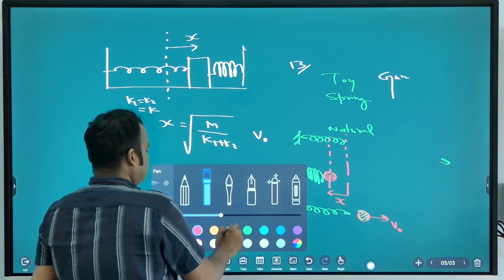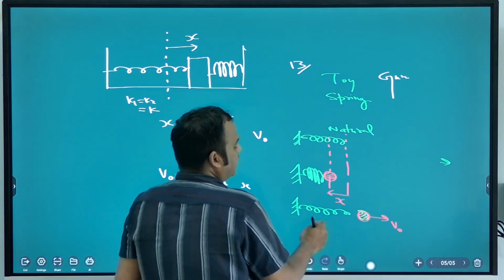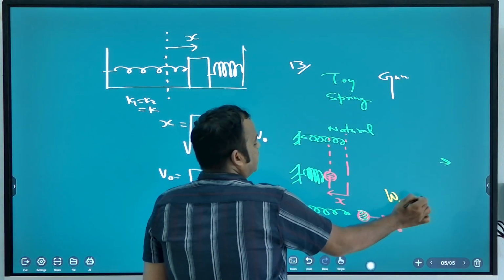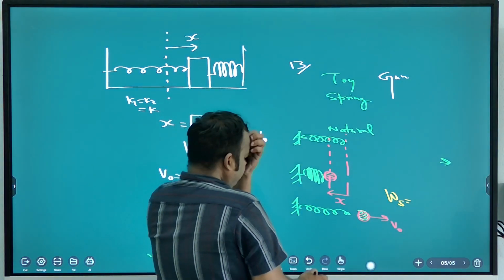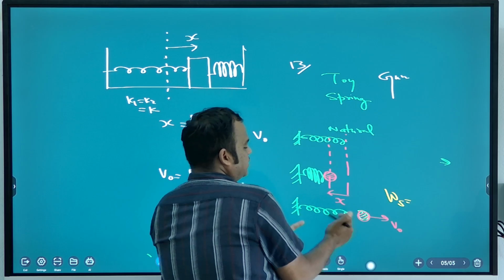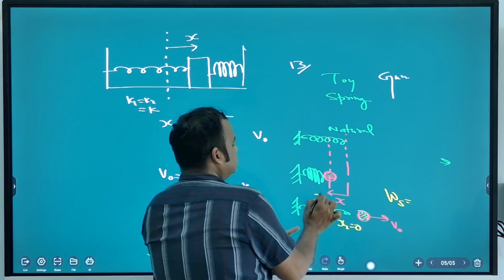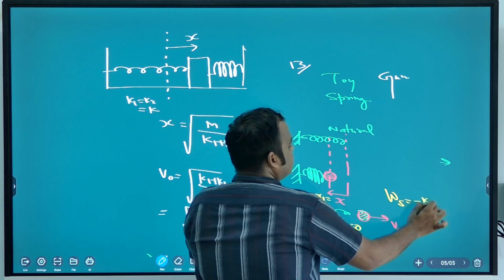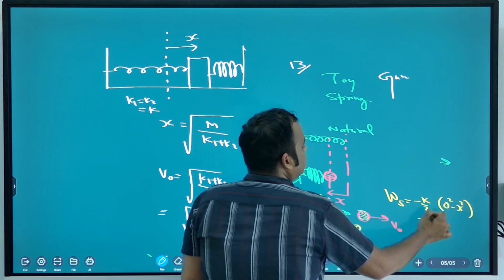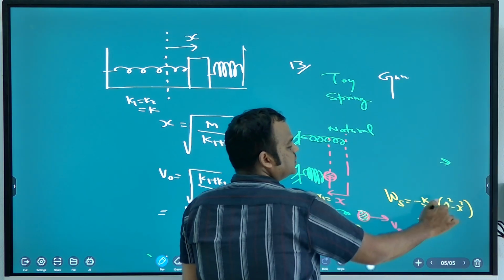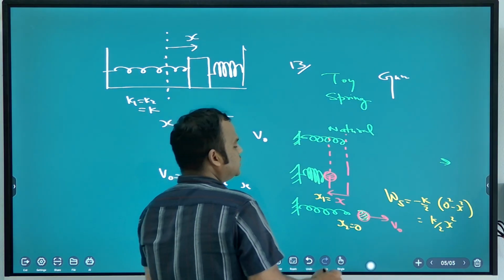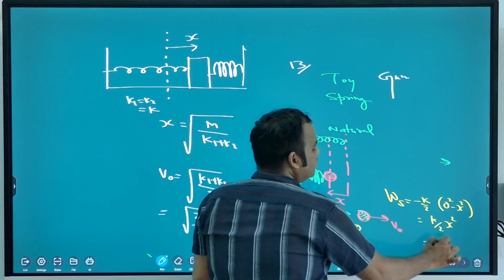So why is the ball going with velocity v naught? Because the spring is doing work. So what is the work done by the spring? What is the initial compression? x. What is the final compression? 0. So work done by spring is minus k by 2, final is 0, initial is x. So you solve this, minus minus plus. The work done by spring is k by 2 x square, equal to the change in kinetic energy.